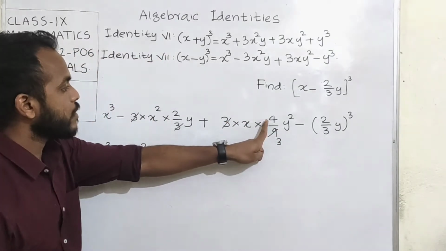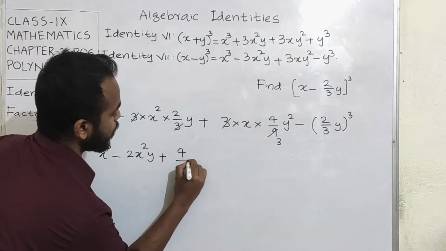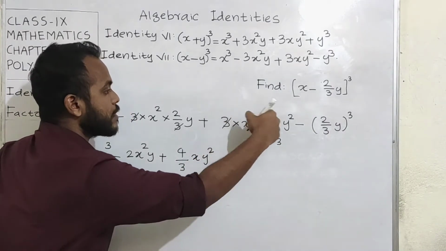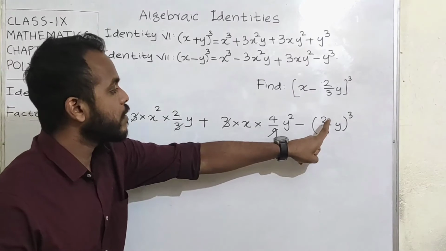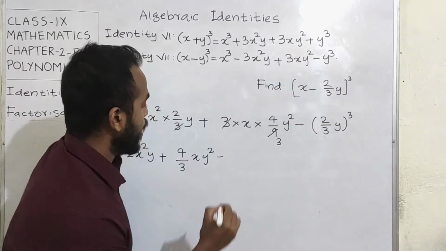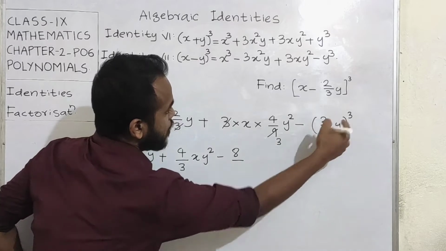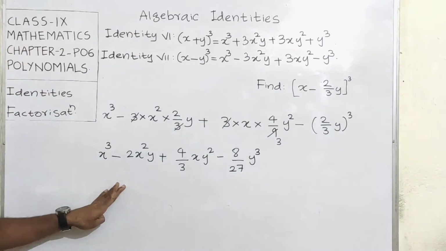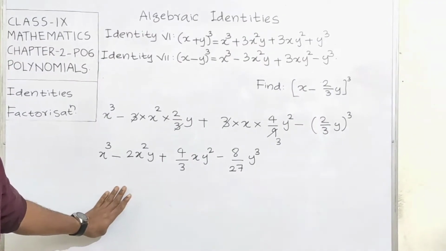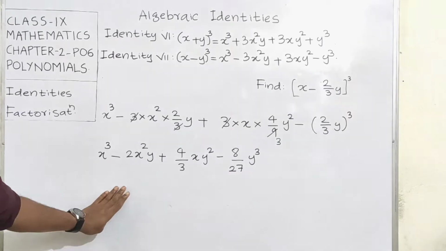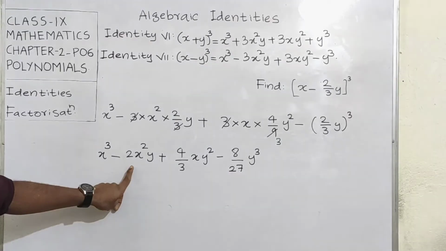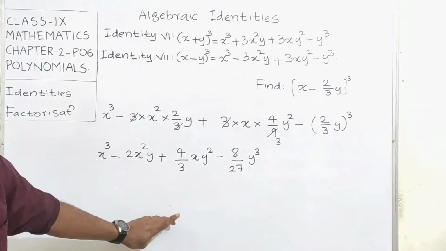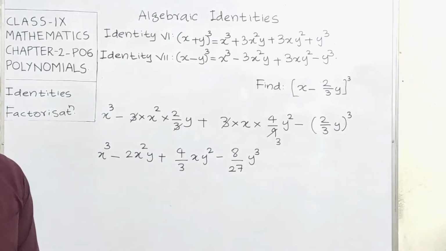So what will be in the numerator? There will be a 4 and in the denominator there will be a 3. Then there will be xy square because this is x and this is y, minus. Now can we do anything further here? 2 cube is 8 divided by 3 cube is 27 and there is a y, so y cube. So the answer will be x cube minus 2x square y plus 4xy square by 3 minus 8 by 27 y cube. Yes, that's the correct answer.